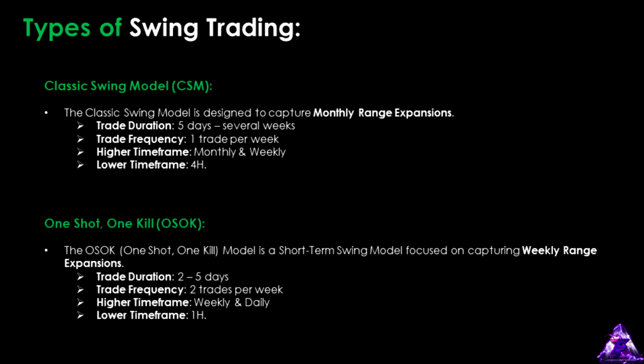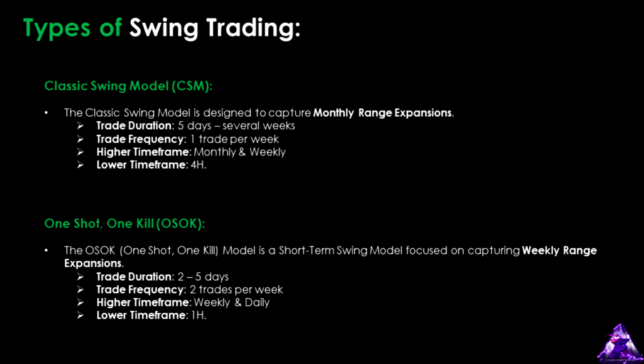This model is great for traders who enjoy being more hands-on with their trades, but don't want the constant screen time that comes with intraday trading. To compare the two, the classic swing model focuses on monthly range expansions, whereas the one-shot, one-kill model targets weekly range expansions. The classic swing model holds trades for around 5 days to several weeks, while the one-shot, one-kill model keeps trades open for 2 to 5 days.